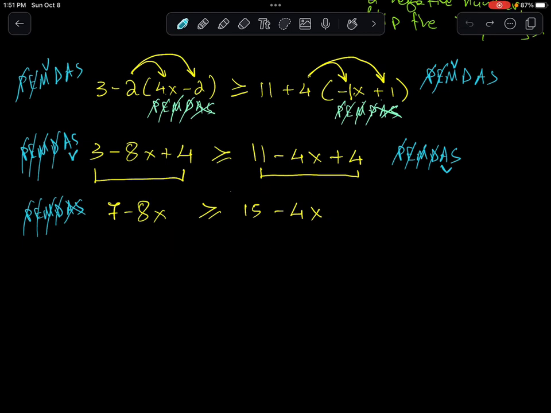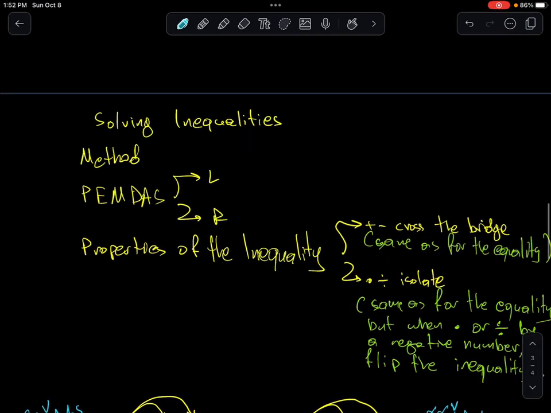Let's go on the right now. Again, it's a new line, new PEMDAS. Do I have parentheses on the right? No. Exponents? No. Multiplication? Yes, 4x. But I can't do it because I don't know x. So no multiplication, no division. Addition, subtraction? Yes. But 15 and negative 4x are not like terms, so they don't mix. There's nothing to do on the right. That means I have completed PEMDAS to the left and PEMDAS to the right.